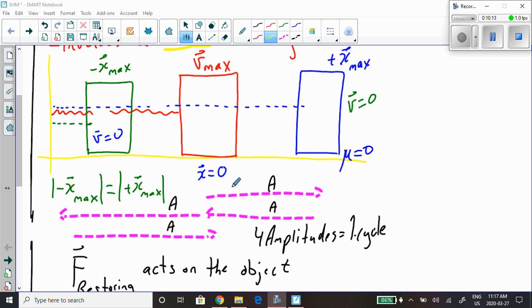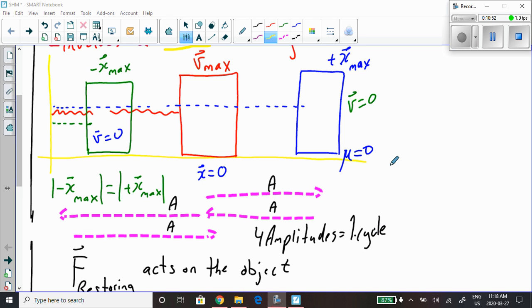Now, this is very similar to something we learned in grade 11 when we were talking about vibration. This positive x max, this negative x max, in grade 11, you would have known it as an amplitude. So the object goes over one amplitude, goes back two amplitudes, goes over to here, three amplitudes, and comes back four amplitudes. And we learned that four amplitudes equals one cycle, going all the way back to stuff we learned in grade 11.